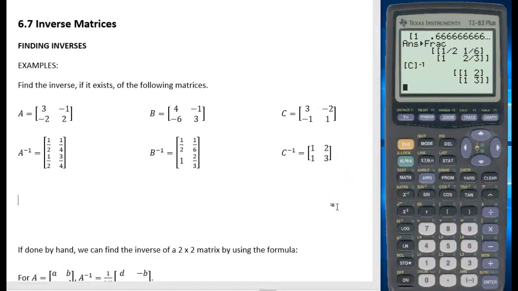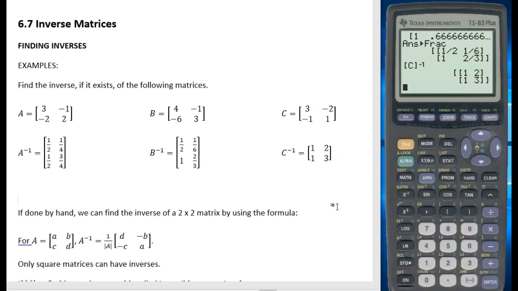It says, even in the directions there, find the inverse if it exists. Well, obviously all three of these existed because in my calculator I said find A inverse and it gave it to me, and B inverse and it gave it to me, and C inverse and it gave it to me. If it didn't work, then it would give you an error message. And I'll show you what that will look like down here.